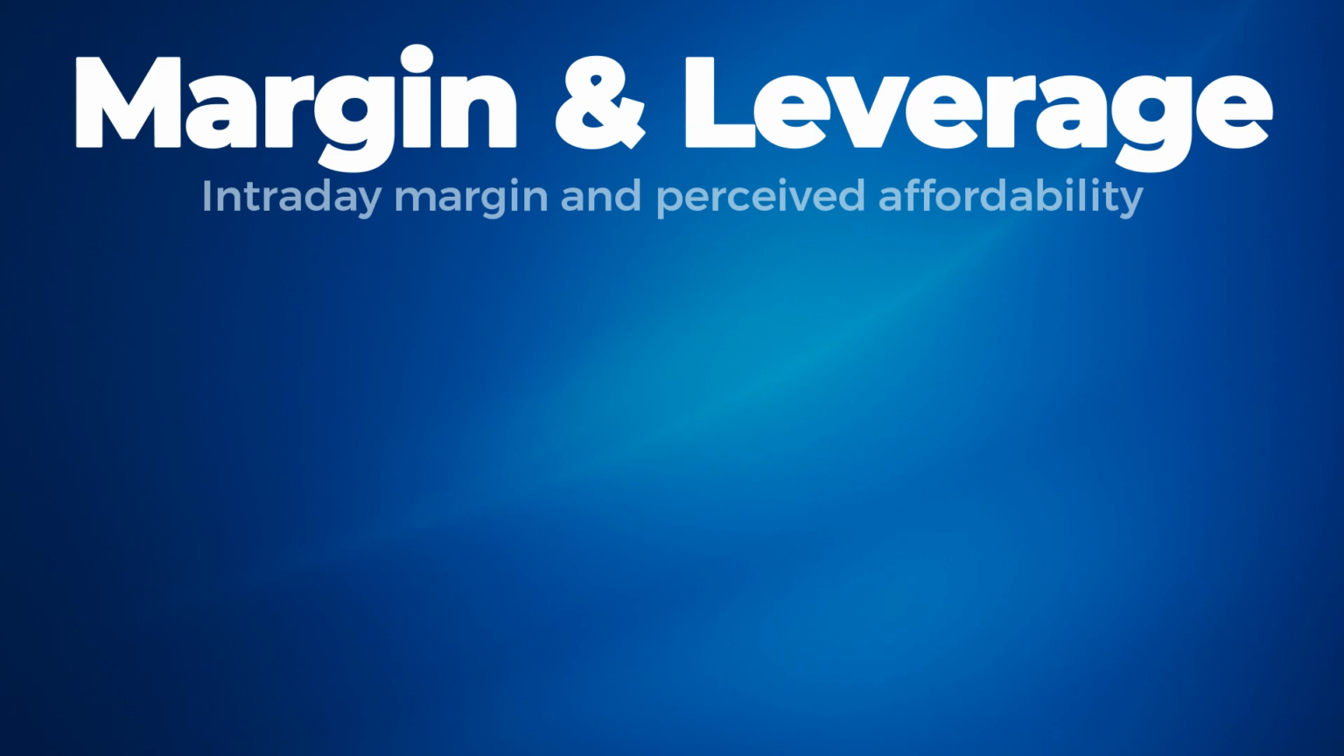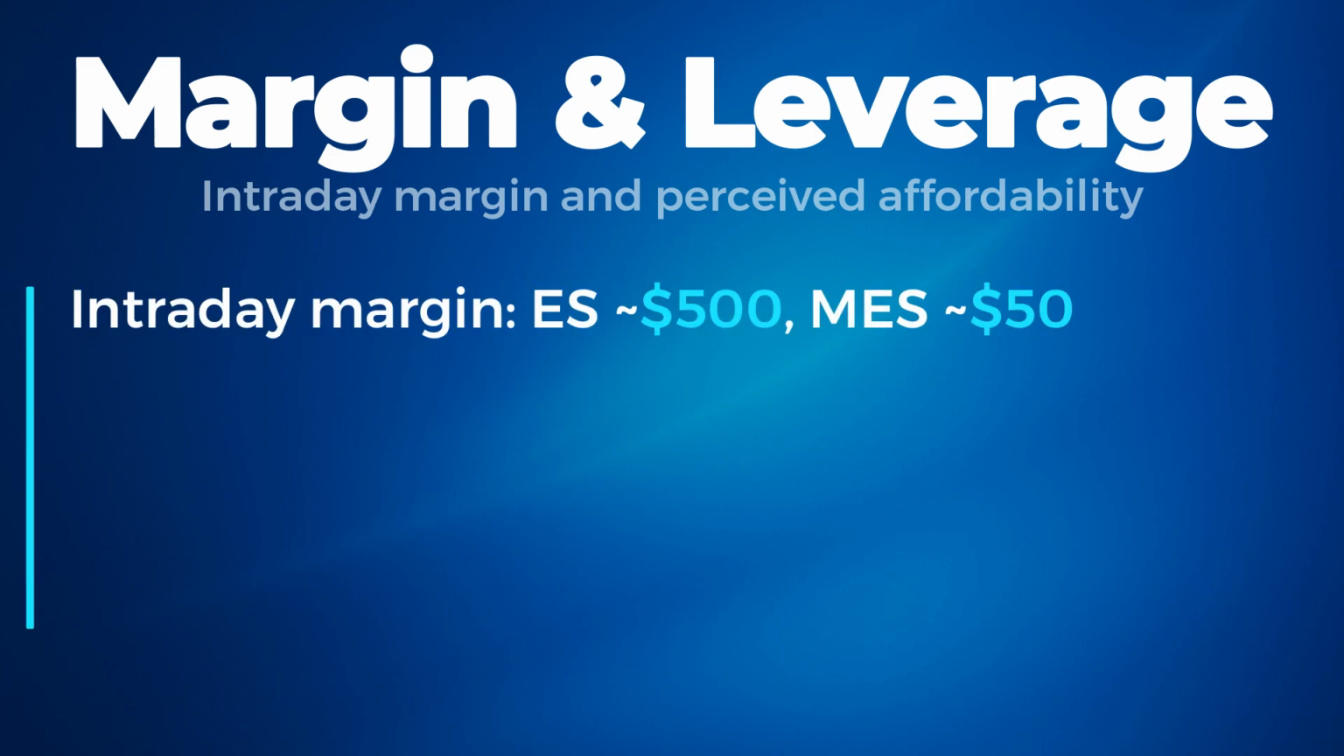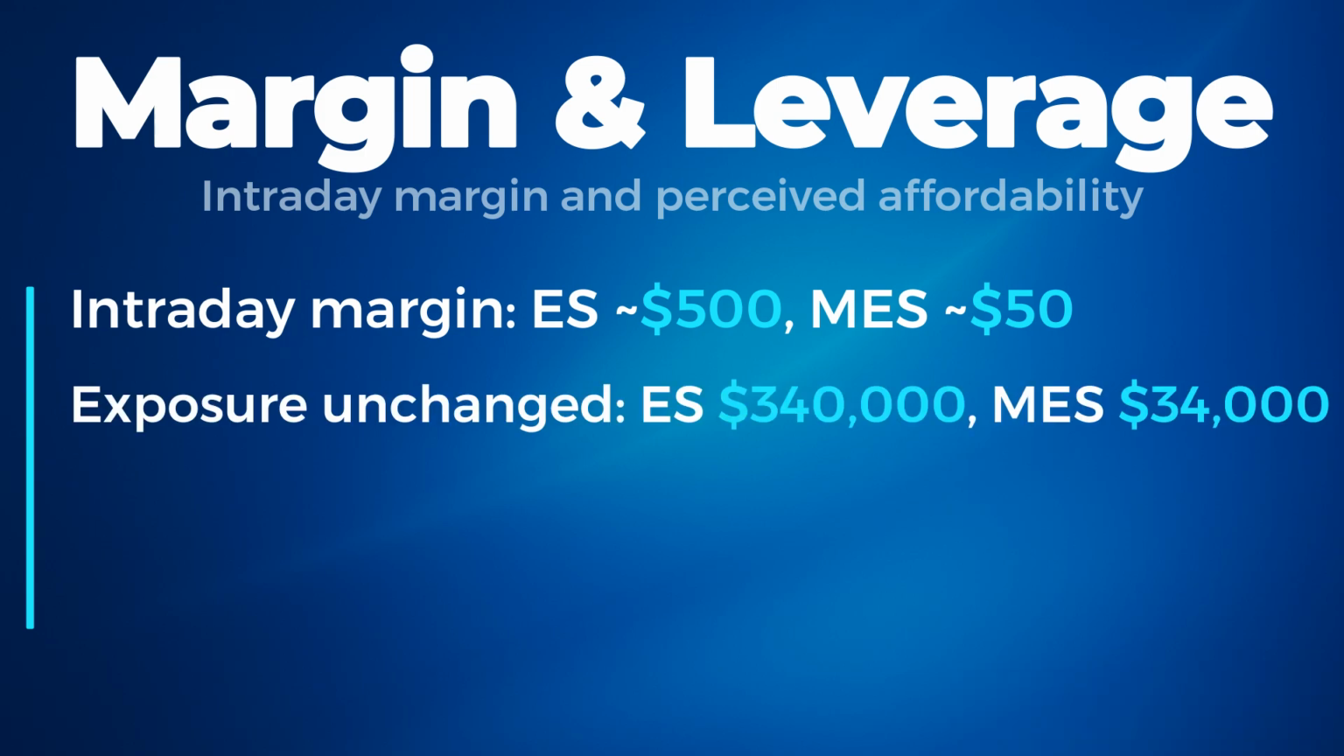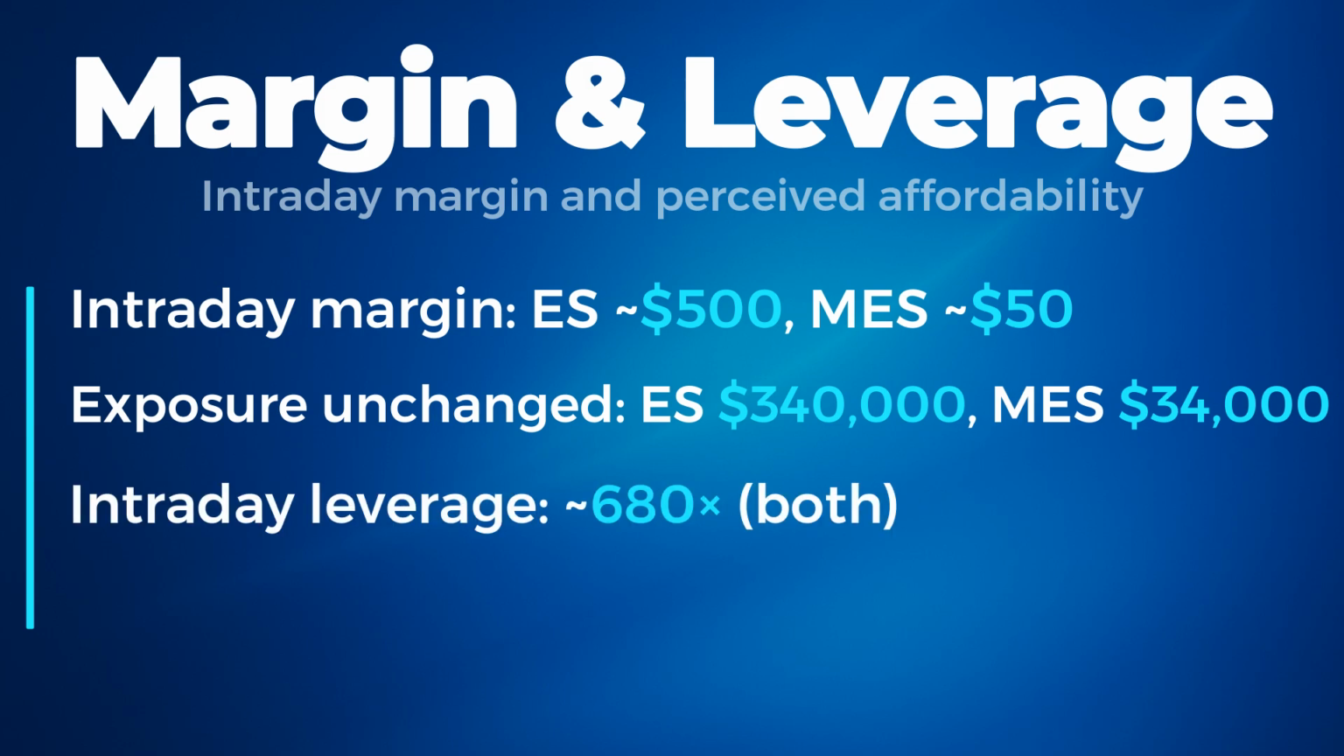Now, where traders get into trouble is intraday margin. Some brokers drop ES intraday margin to $500 and MES intraday margin to around $50. That makes the contracts feel cheap to open, but lower margin doesn't reduce exposure. At an index level of 6,800, one ES contract controls 340,000. One MES contract controls 34,000. At these intraday margins, both MES and ES jump to roughly 680 times leverage. 340,000 divided by 500 for ES and 34,000 divided by 50 for the MES. Intraday margin increases leverage. It doesn't change the position.